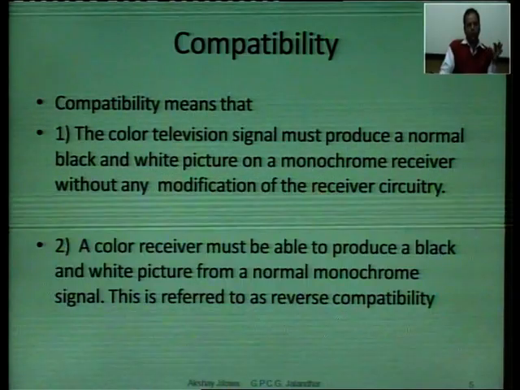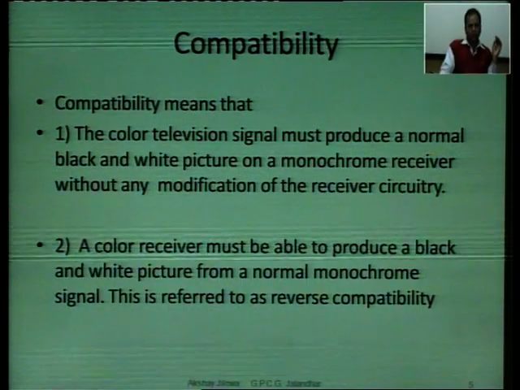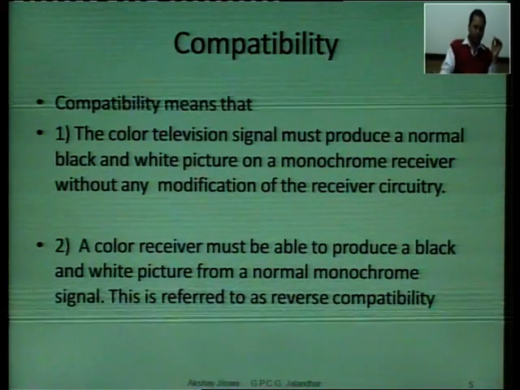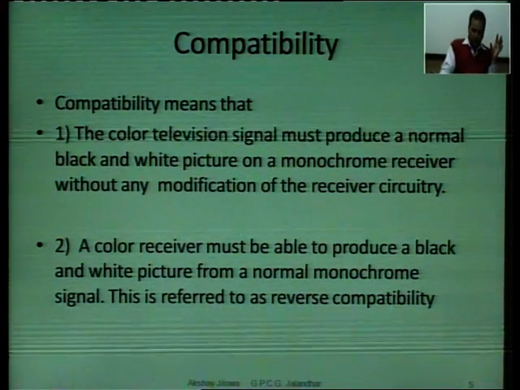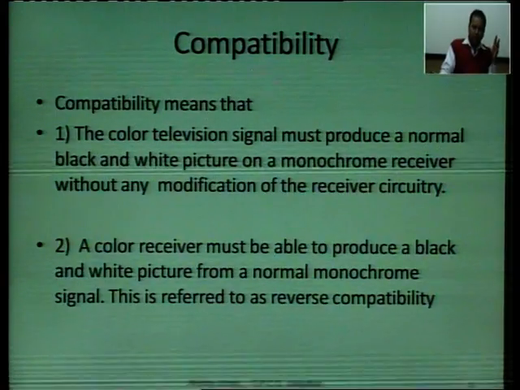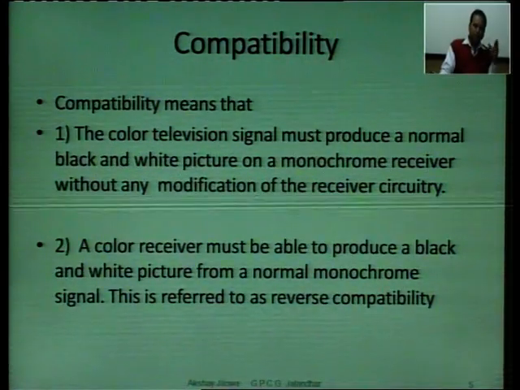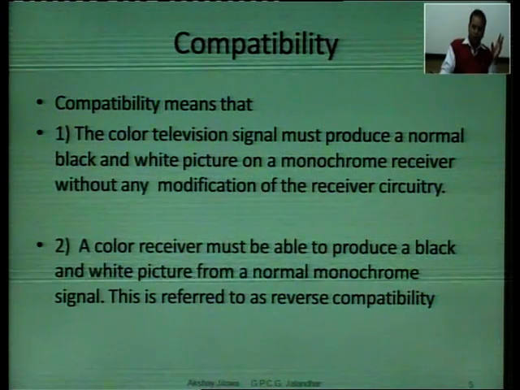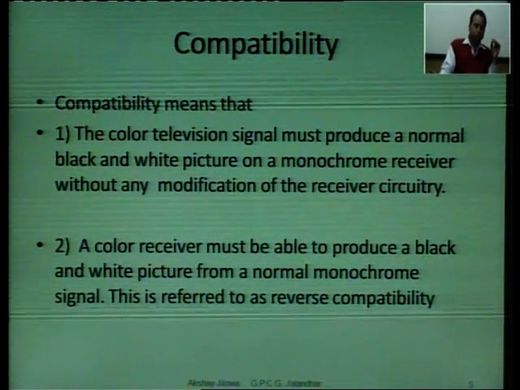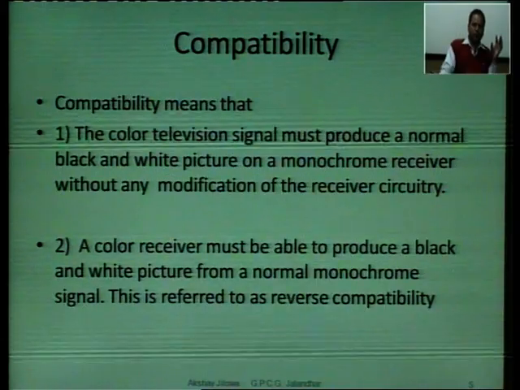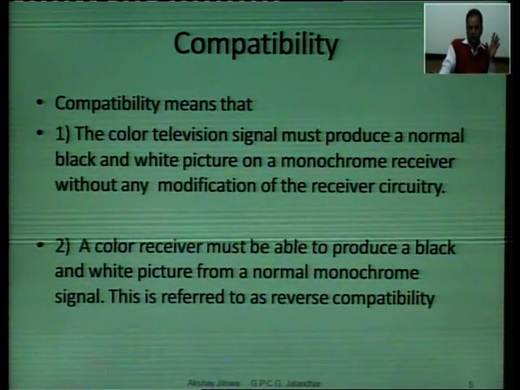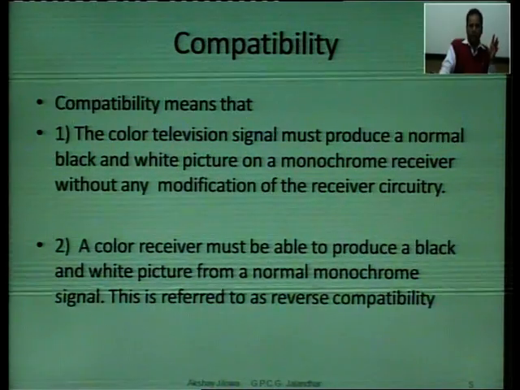so that if information is of black and white form or monochrome form, that can be displayed on color rasters or receivers, and vice versa. Means if it is color information, the receiver which is monochrome should be able to display that color information in corresponding black and white brightness information. So, this is a very important part, compatibility.